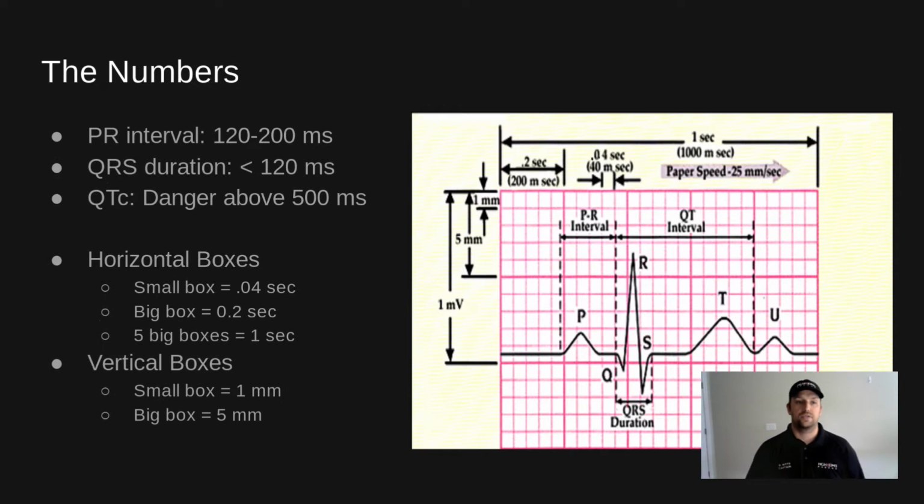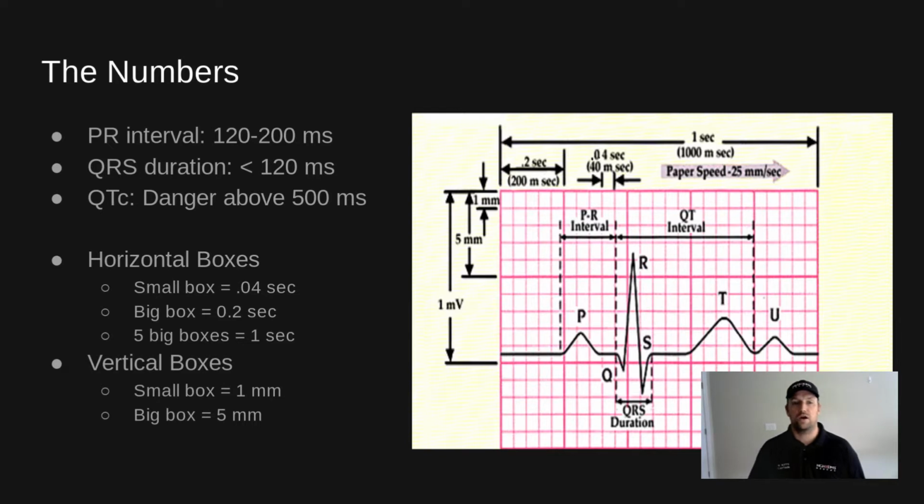Let's review the numbers. I want to point out first, depending on the monitor brand, it's either going to show it in milliseconds or seconds. So quick conversion, 120 milliseconds is the same as 0.12 seconds. For our Zoll X series, we're using milliseconds, so the 120 versus the 0.12.